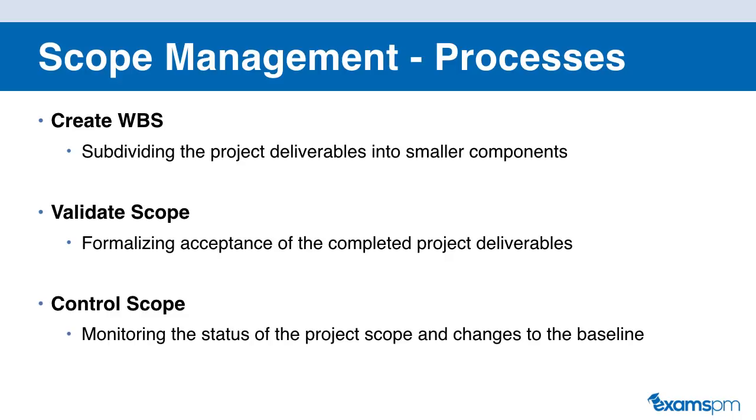And then lastly, we have control scope. This is where we monitor the status of the project scope and changes to the project baseline. The key of this process is to prevent scope creep, which is when things that we didn't document in our scope statement happen to be implemented on our project. So this is not allowed by the PMI, so you want to avoid this on your project. Whenever you make changes to your scope, you want to make sure it goes through the formal integrated change control process and that it gets approved by the change control board.